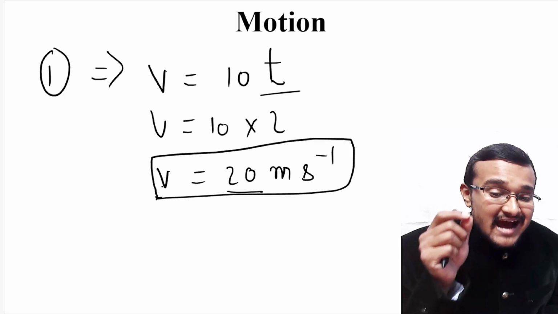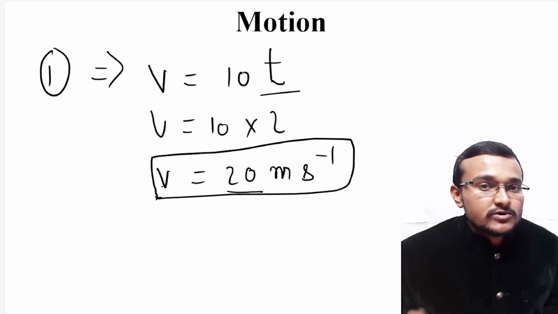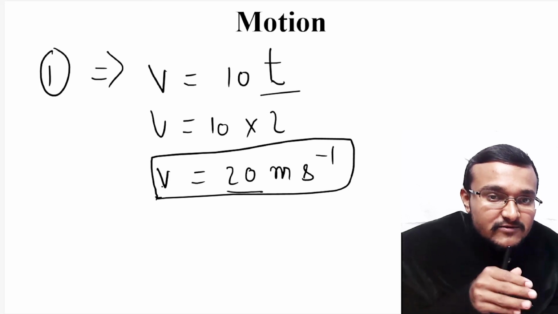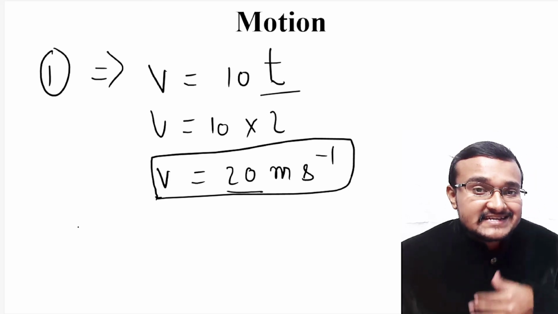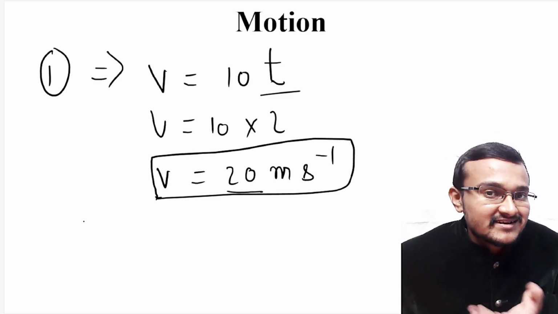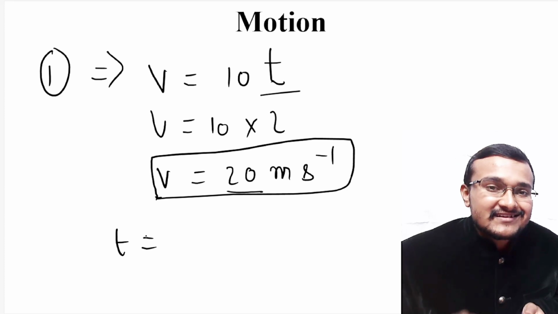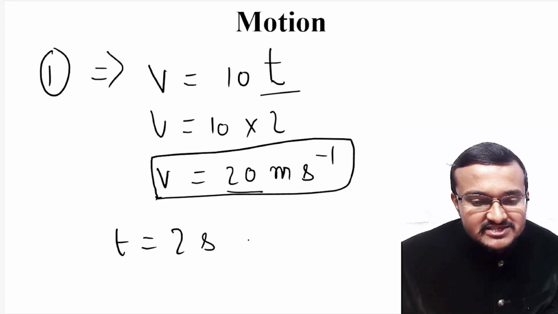That is, at 20 meters per second, it will be hitting the ground. So that means while that particular ball is hitting the ground, it will have almost 20 meters per second velocity. And the extended question they have asked in this same 7th question is to calculate the total time, that is t. So we have already calculated the time before calculating the velocity itself.